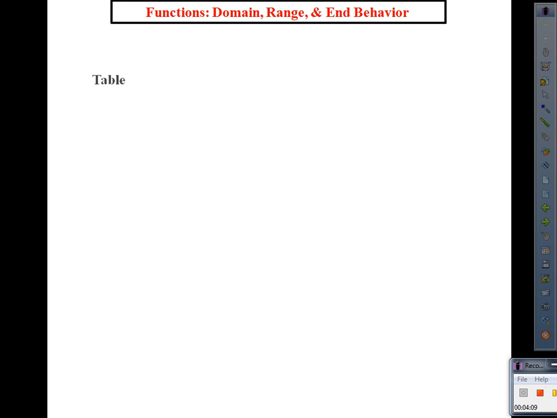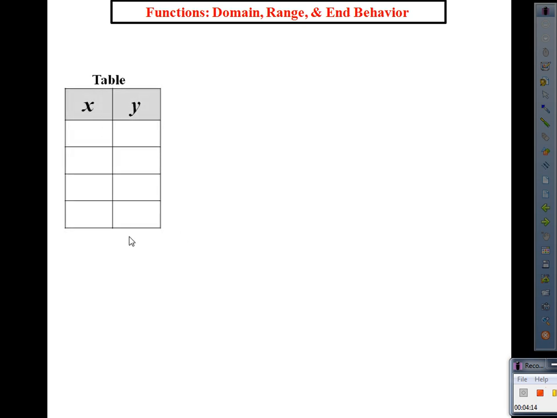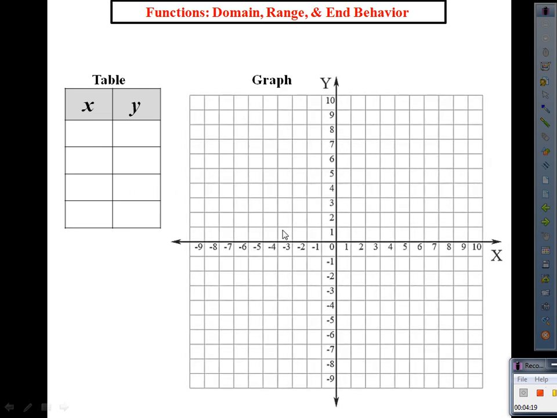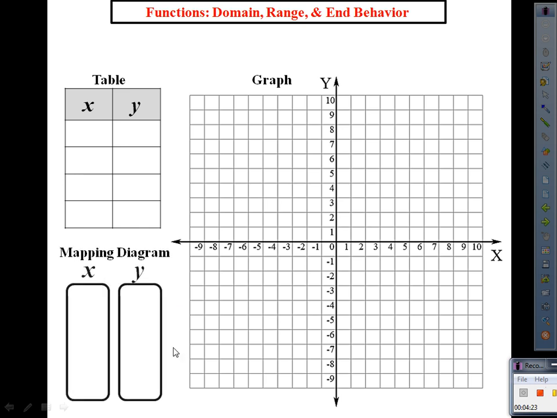Oh, my bad, sorry. Quick review on relations. Remember how to fill in input-output tables, and then from there, we graph them. Is that correct? And some of you struggle with these. I don't know why. Mapping diagrams. You guys remember mapping diagrams? Some of you are like, I don't think I ever covered that. Well, that's why I'm covering it.